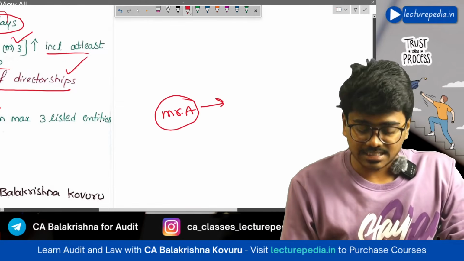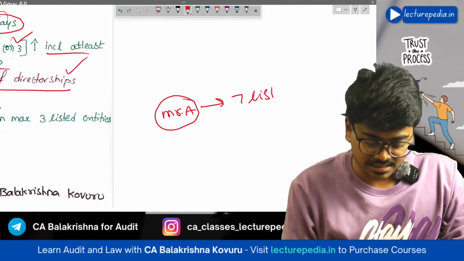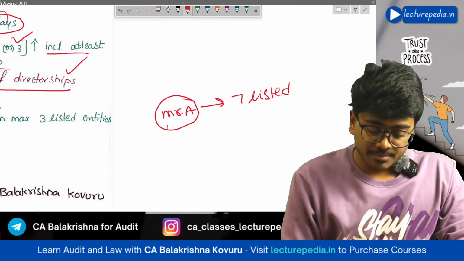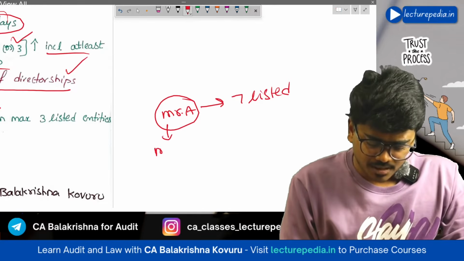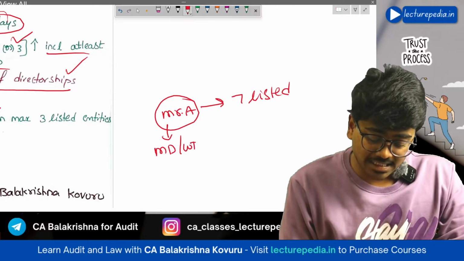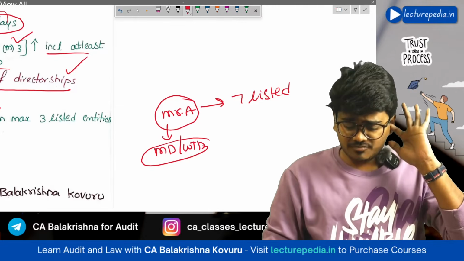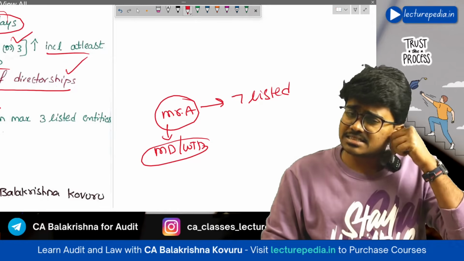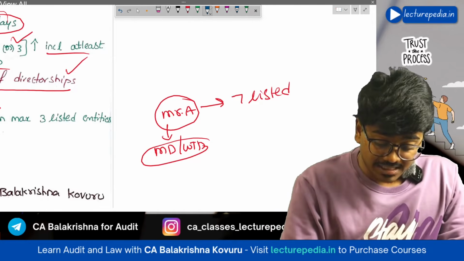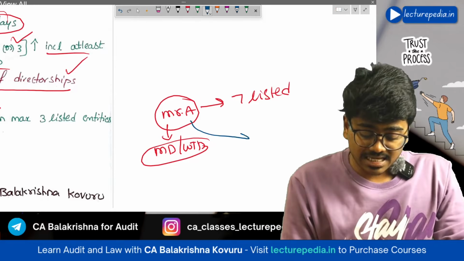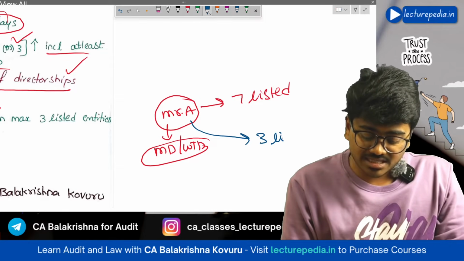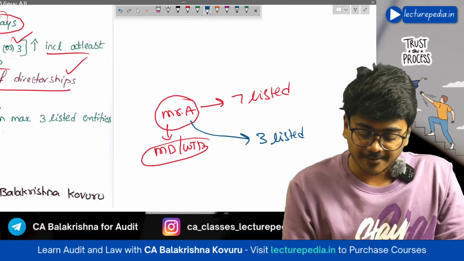A can be director in maximum 7 listed entities. Now, if Mr. A is acting as managing director or whole time director in at least any one company, then in such a situation, Mr. A can be director of maximum 3 listed entities only.